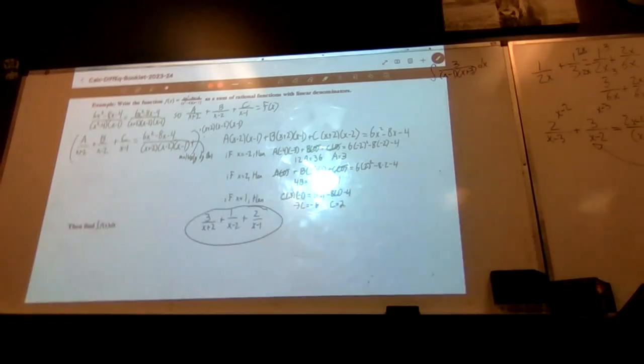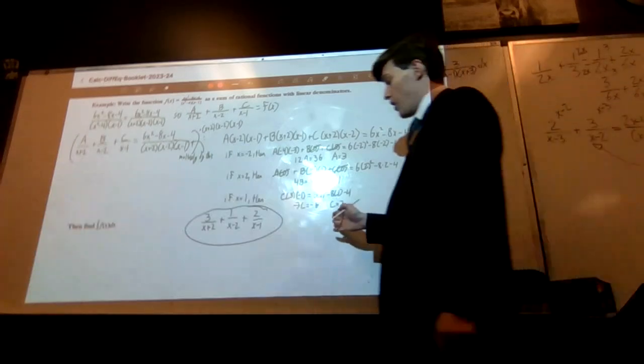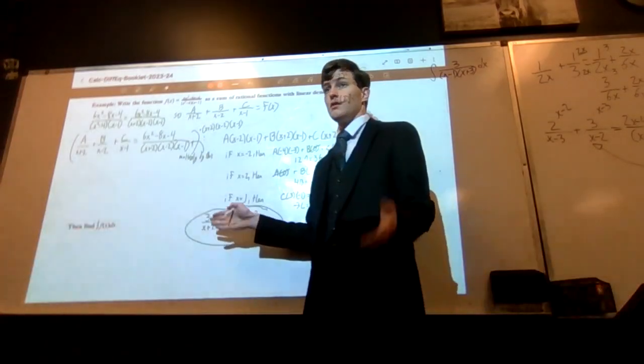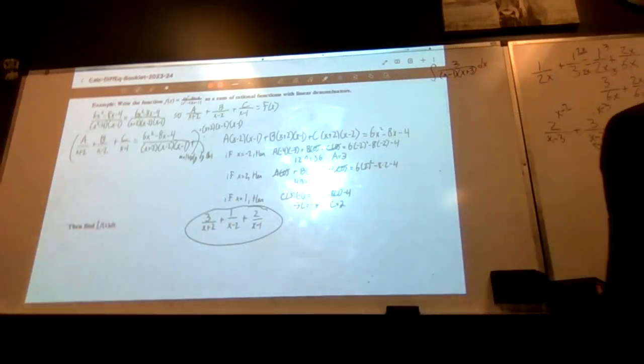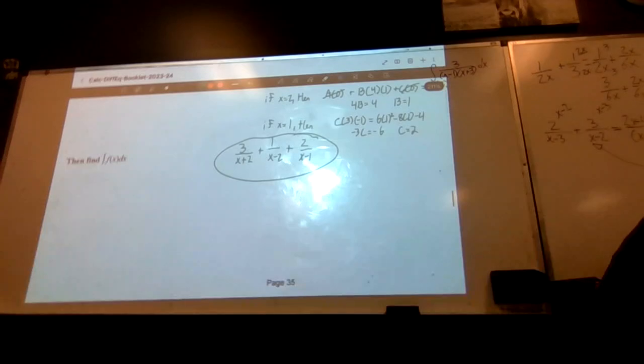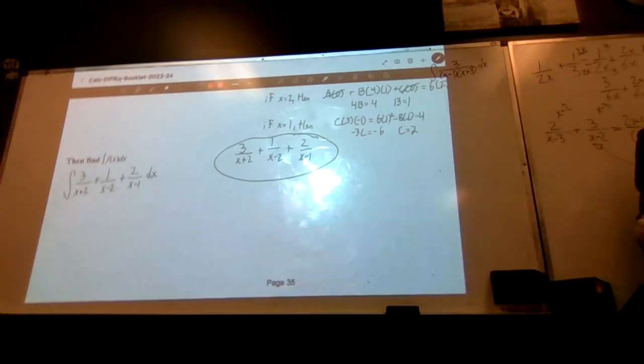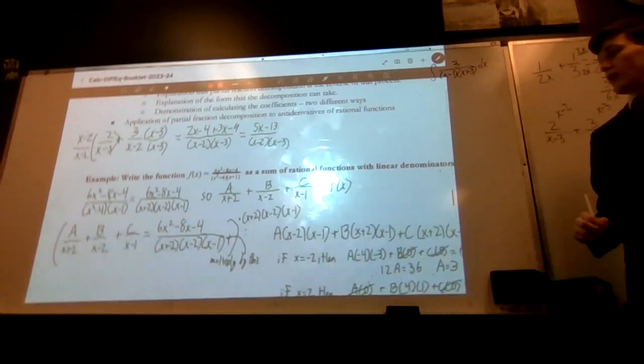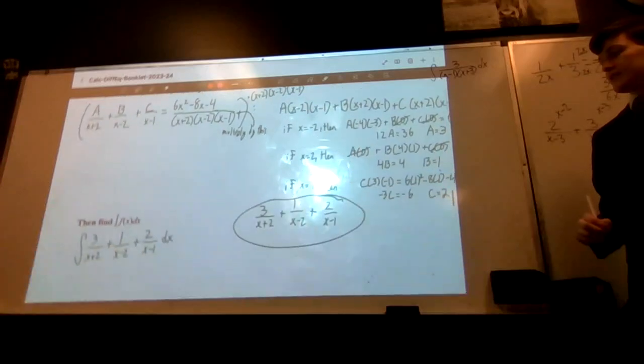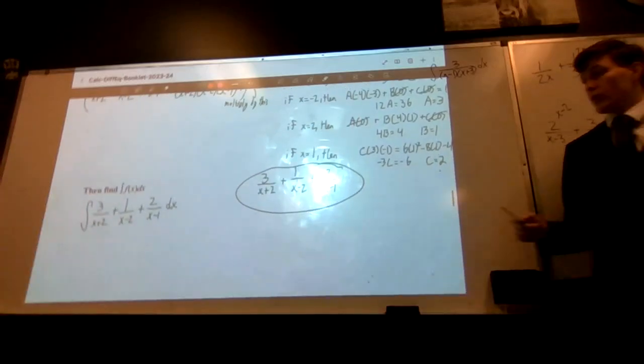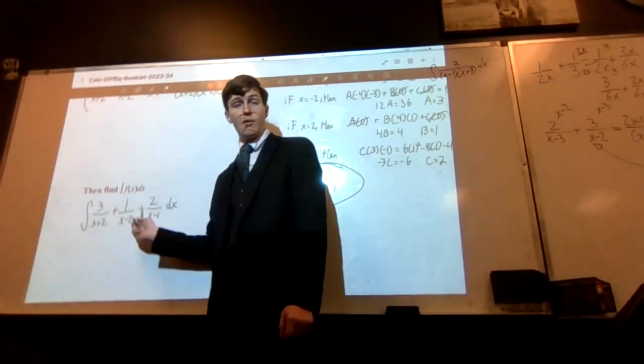Hooray! Now, all we need to do to finish this is go to the next part. Can we easily integrate this now? The answer is yes, we can. So let's go ahead and do this. We have the integral of 3 over x plus 2 plus 1 over x minus 2 plus 2 over x minus 1 dx. So we basically took this large equation and reformed it into this slightly simpler one. Because now we just have a bunch of natural logs that we can just use.